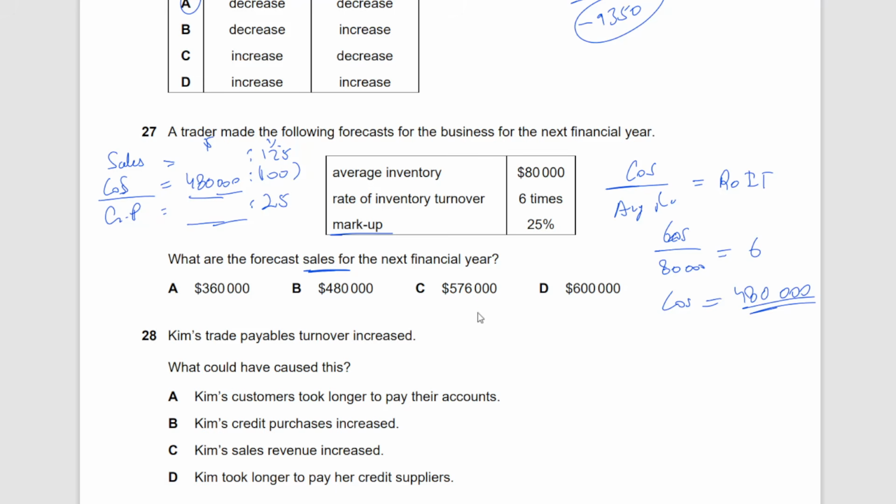Right, now we can find the sales figure. It will be 480,000 divided by 100 multiplied by 125. So that basically will give you value of 1% times 125 will give you value of 125%. Okay, 480,000 times 125 over 100, 600,000.